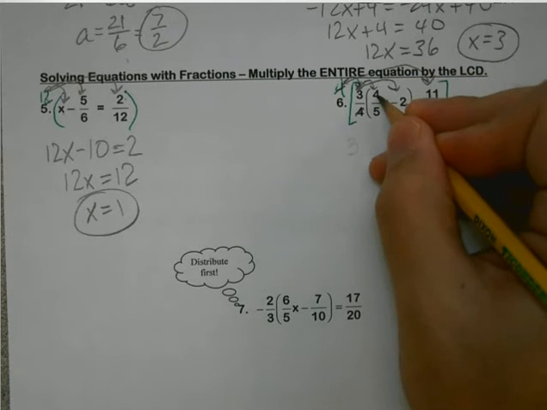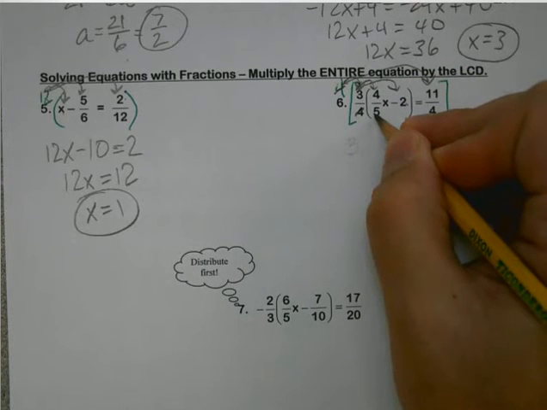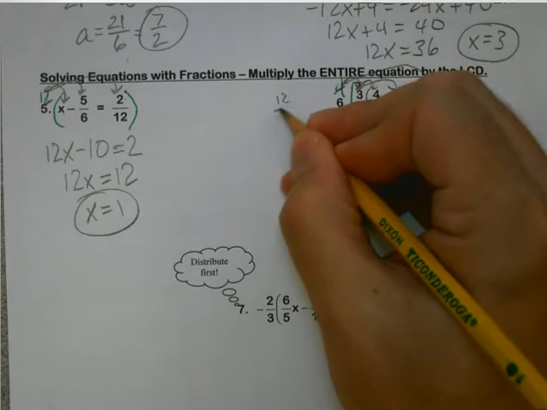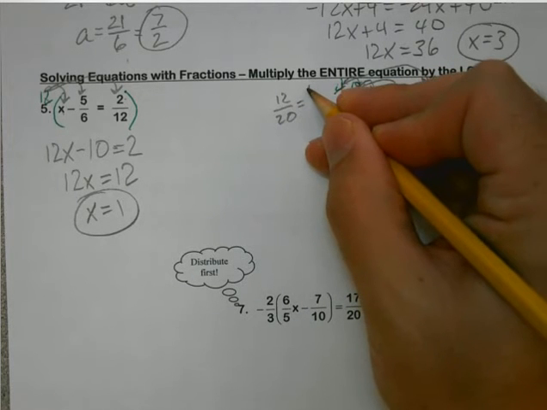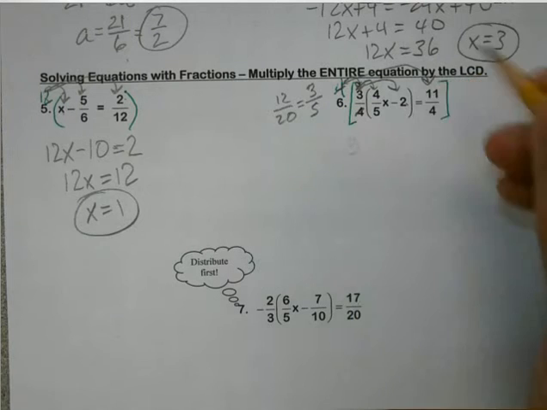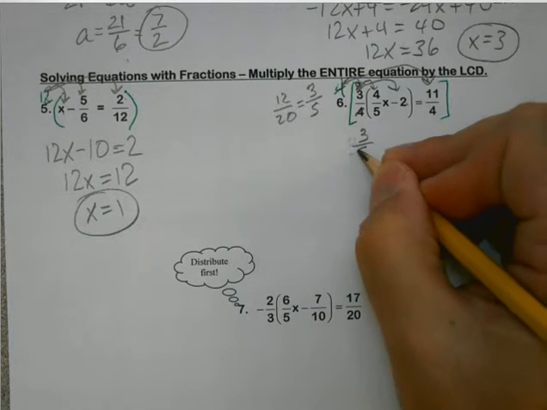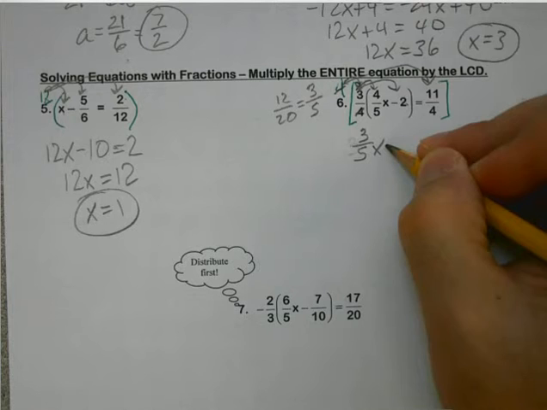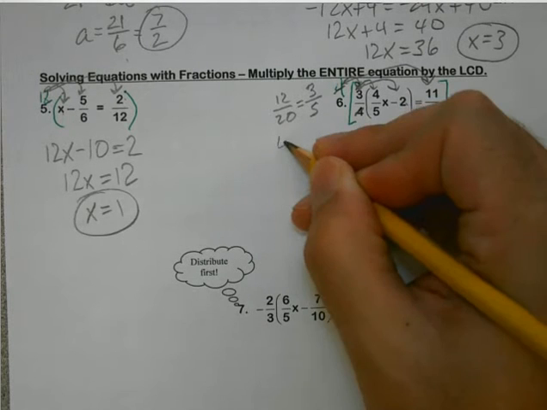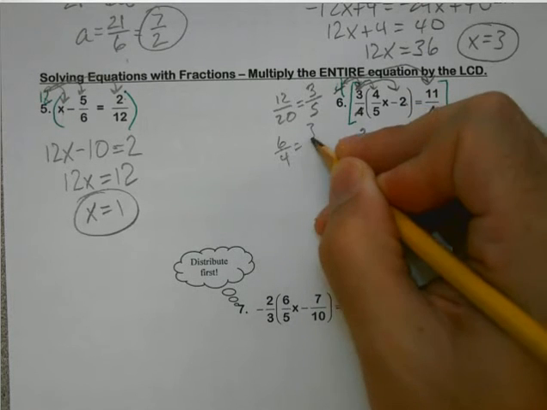So 3 times 4 would be 12 over 20. What would 12 over 20 reduce to for our first fraction? Looks to me like that would be 3/5. So we have 3/5 x. 3 times 2 would be 6 over 4, which reduces to 3/2.